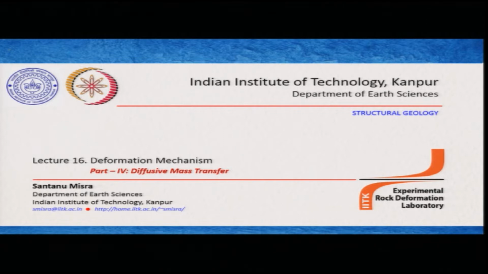In part 1 we learned crystal defects, in part 2 we learned cataclastic deformation, part 3 went on intracrystalline plasticity, and this one is the last one where we learn diffusive mass transfer or diffusion creep.